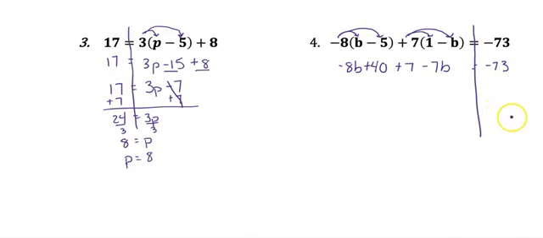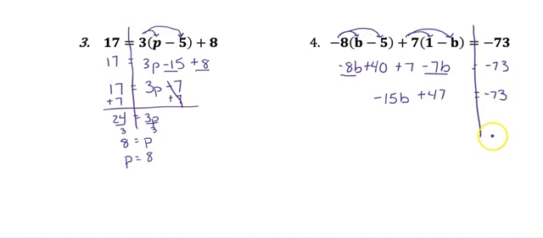We have distributed, but to simplify, we must distribute and then combine like terms. I noticed that I have two variable terms. I have negative 8b and negative 7b. Well, negative 8b and negative 7b, that would be negative 15b. And then we're going to add, I have 40 and 7. If I put 40 and 7 together, well, 40 plus 7 is 47. And then I still have the equals negative 73.